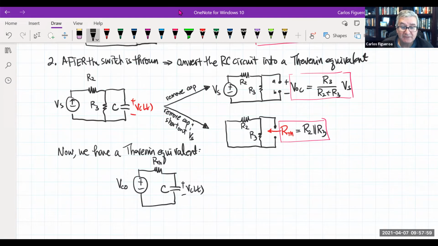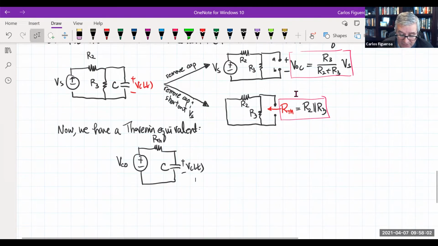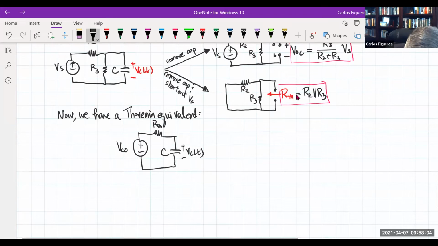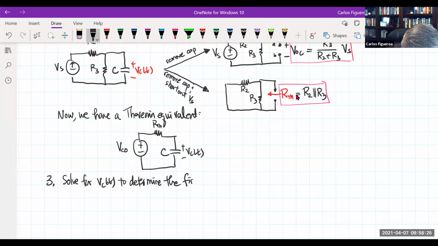Okay, so the next step is that now that I've got it into an RC circuit, I have to calculate the details of this thing. So now what I want to do is solve for VC to determine the first order equation for the cap. So here's what I'm going to do now.